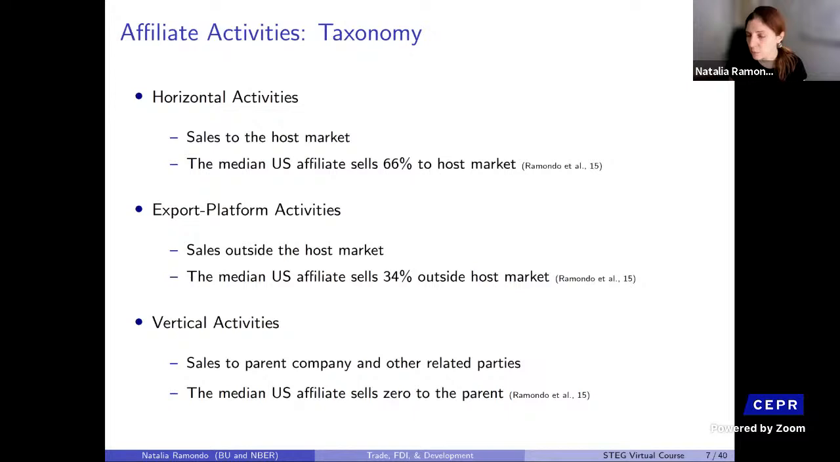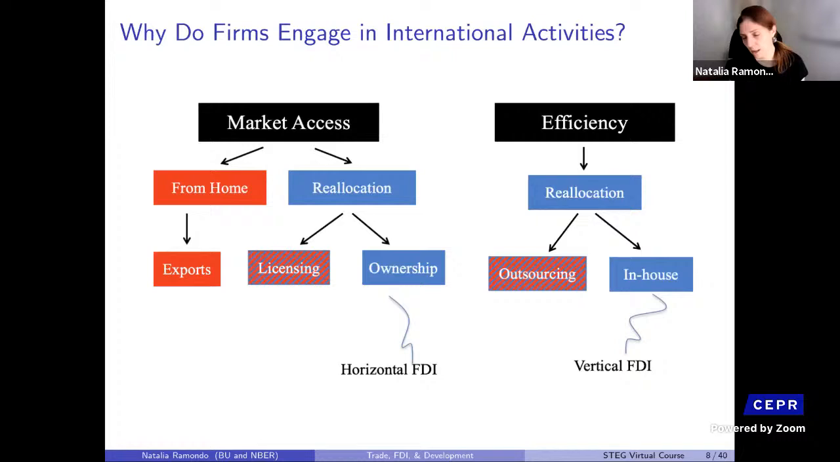Okay. So this is schematically where we are going to be. Really very, very schematically, what are the two reasons for pursuing foreign and international activities? Market access or efficiency. We're going to go into the role of market access in the models that I'm going to show you. In that role, there is a choice between serving those foreign consumers from home or relocating production abroad. If they do it from home, we are going to end up with exports. If they relocate production abroad and choose to own those facilities, we're going to end up with what is called horizontal MP, horizontal FDI.